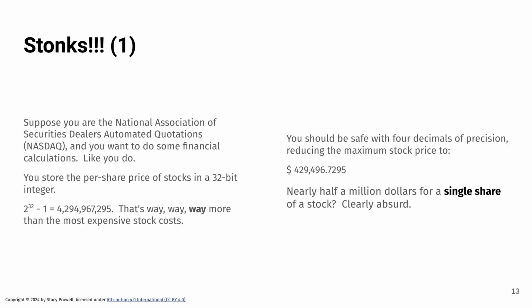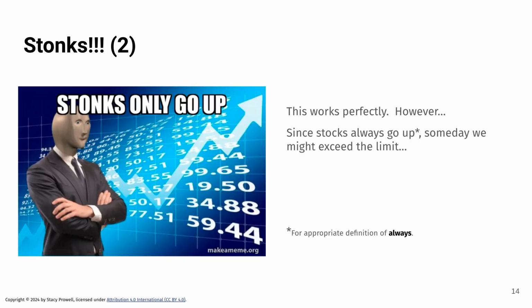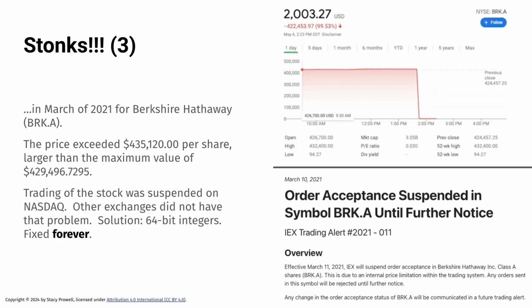That's getting close to $500,000 for a single share of stock. That's clearly absurd. We're never going to reach that, or at least not for a long, long time. We should be fine. It should never be a problem. One of the things that we know is that stocks only ever go up in value. We can point to a dozen Reddit threads that tell you that stocks only ever go up. So since they only ever go up, eventually we will hit that $500,000 a share limit. But not for a long time. We got plenty of time to not worry about that.